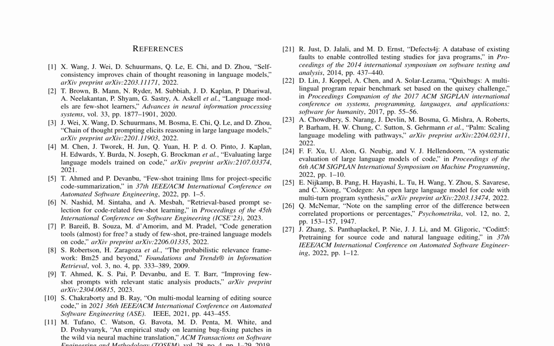This research paper explores the concept of leveraging large language models for automated program repair. It begins by referencing several studies on language models and their capabilities in learning and generating code. The authors cite works such as Wang et al. 2022, Brown et al. 2020, Wei et al. 2022, Chen et al. 2021, and Ahmed et al. 2022, highlighting the potential of these models in understanding and generating code.